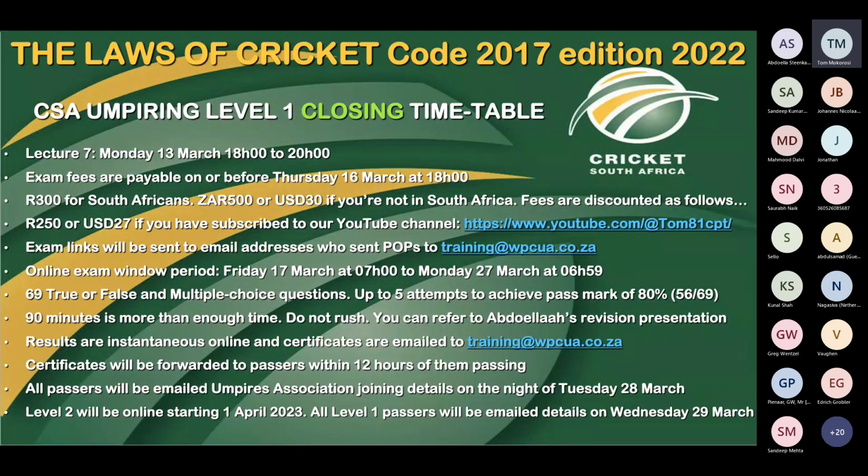The exam window period will be from 7 a.m. South African time on Friday, the 17th of March, when I send the exam link email. It's open for 10 days until Monday, the 27th of March at 1 minute before 7 a.m. In that time, you have up to 5 attempts to achieve the pass mark of 80%. So out of the 69 questions, you need to get at least 56 of them correct.